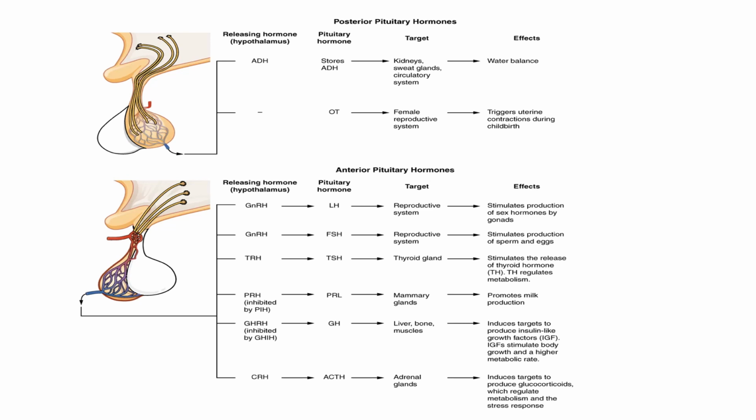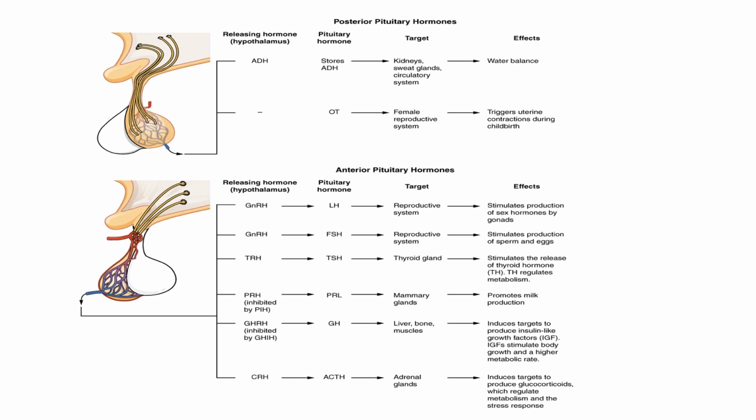We have the prolactin releasing hormone. The opposite of that, the inhibitor, is the prolactin inhibiting hormone. The target here is prolactin. It targets the mammary glands and it promotes milk production. Then we have the growth hormone releasing hormone, and the opposite is the growth hormone inhibiting hormone. Targeted is the growth hormone in the pituitary gland. The target organs here are the liver, bones, and muscles. So it induces targets like producing insulin-like growth factors and helps stimulate body growth and a higher metabolic rate.